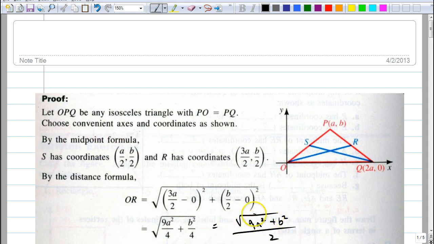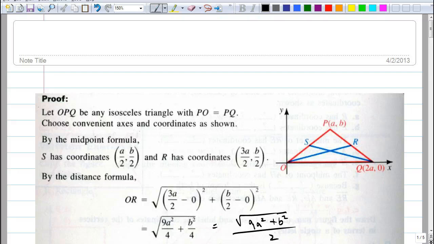Now, can I cancel out 9a with the square? No, you can't. Why not? You have addition in the middle, right? You can't cancel those out. The a squared and the b squared, you can't do that, okay? So that doesn't become 3a plus b. That'd be wrong, right? Be careful. Some of you did that, okay?